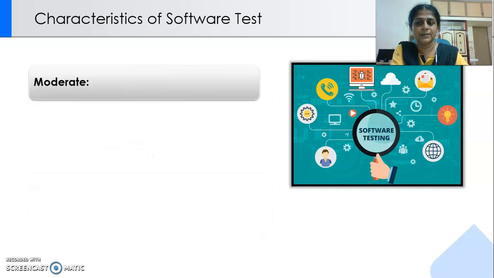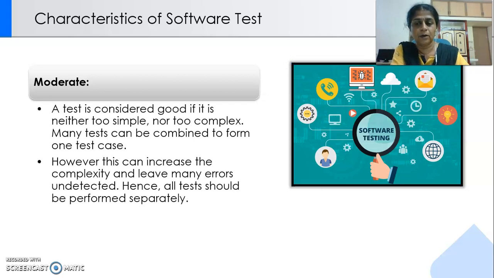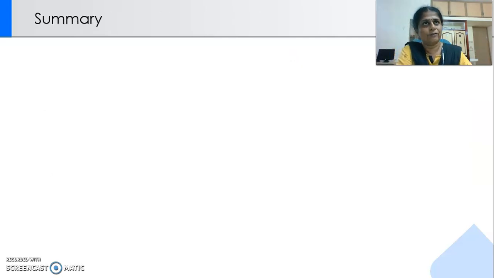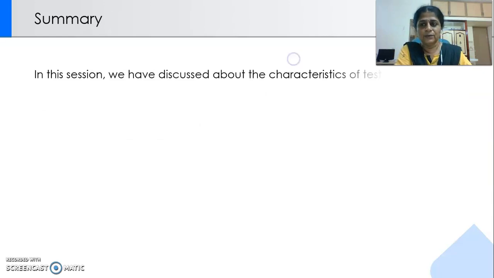The next one is to choose a testing process that is moderate, neither simple nor complex. A test is considered good if it is neither too simple nor too complex. You can combine many tests to form one test case, but this increases the complexity, and increased complexity normally will not find many errors. So you have to perform all the tests separately. A moderate level of testing, performed separately, is the next characteristic of software testing. With this we have completed this session.